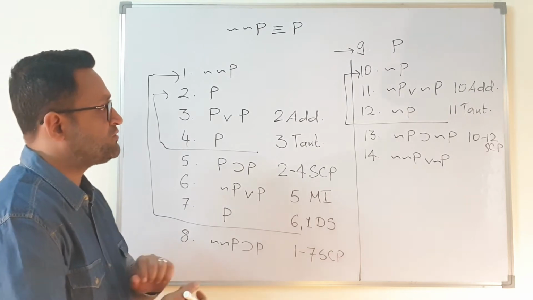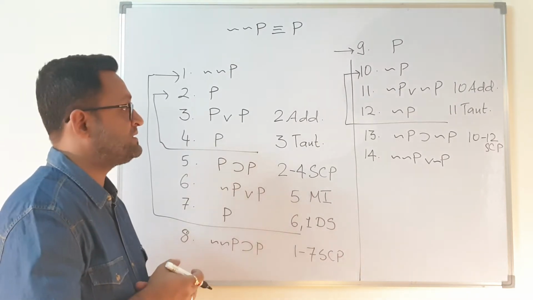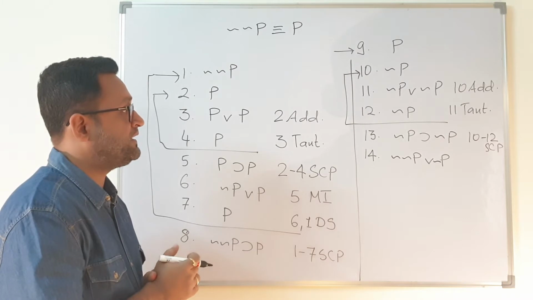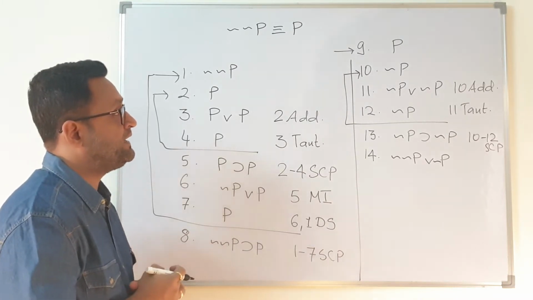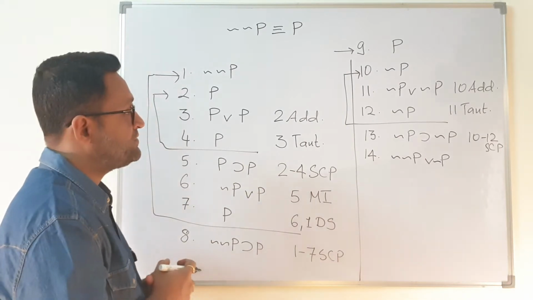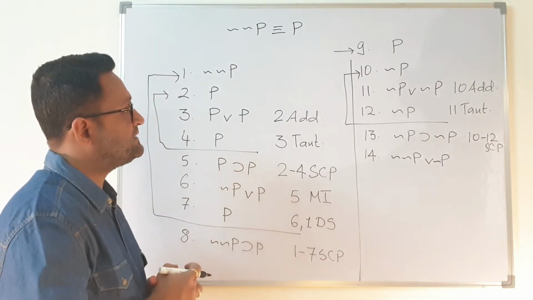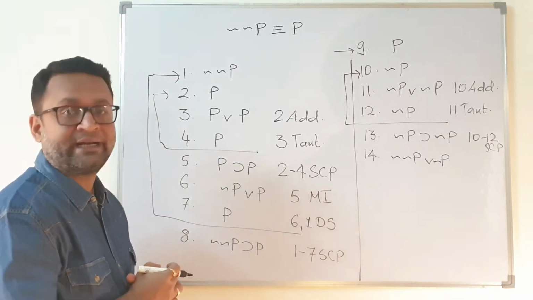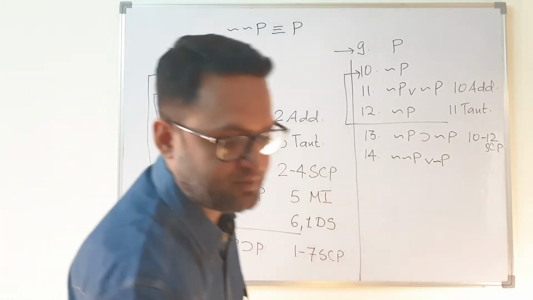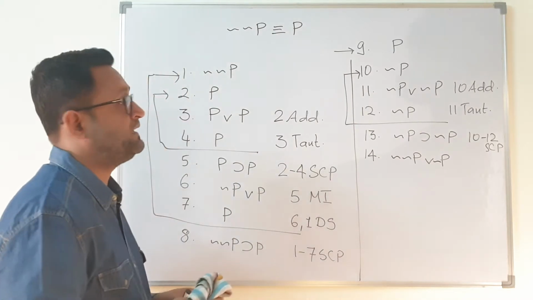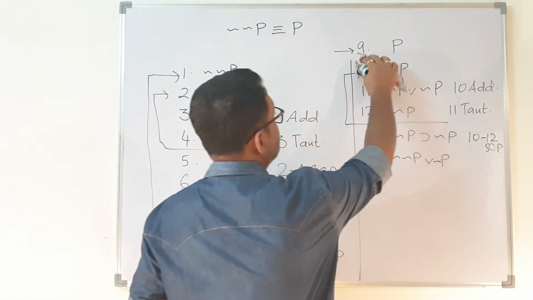Now whether it is going to serve my purpose. Now this is the idea, right? That whether it is serving my purpose. Can I get double negation P from here? So as you can see that I am not able to get it, right? So this strategy is not going to help. Okay, fine. So we are not doing it in this way. We will be doing it in some other way.